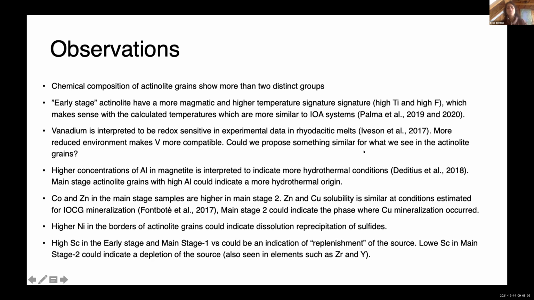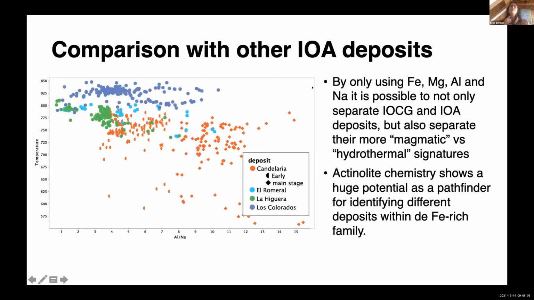And just to finish on a high note, we've also been comparing actinolite composition with other IOA deposits, from data that has been previously published or not yet published. We only look at major elements, using iron, magnesium, aluminum, and sodium. And actually, we can separate IOCG deposits from IOA deposits and also separate their different stages. So here we see in orange samples from Candelaria, the early and the main stage.